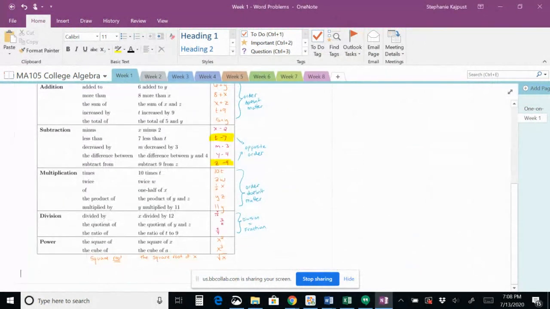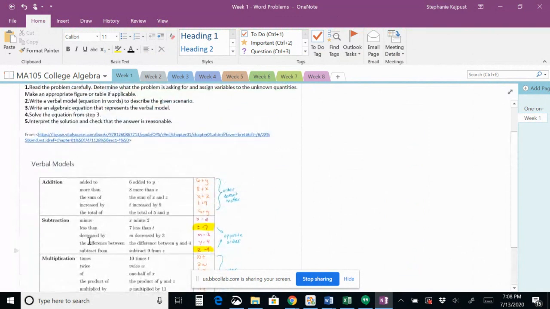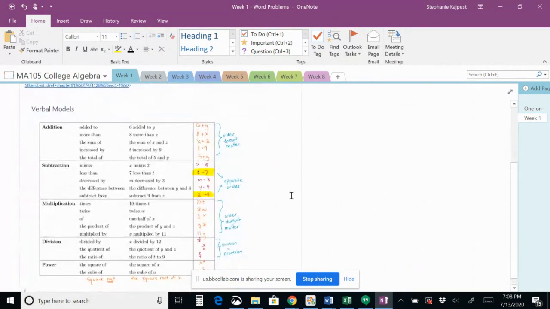Okay. So I have this chart, and it has a list of words that mean addition, subtraction, multiplication, division, and when you have exponents. So when you're in step 2 and you're trying to write a verbal model, you're going to be looking for these types of words to help you translate, to take those words and create an equation from them. And then I have on this chart examples of how it would get translated. So if you have this chart handy, that can help you when you're doing the translation part.